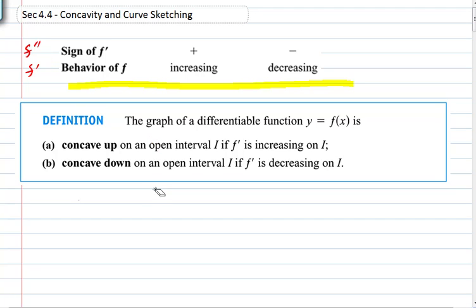Now, we have a definition of concavity. It says the graph of a differentiable function is concave up if the derivative is increasing. Another way of saying that the derivative is increasing is that the second derivative is positive. Okay? Concave down on an open interval if the derivative is decreasing. Well, if the derivative is decreasing, the second derivative is negative.